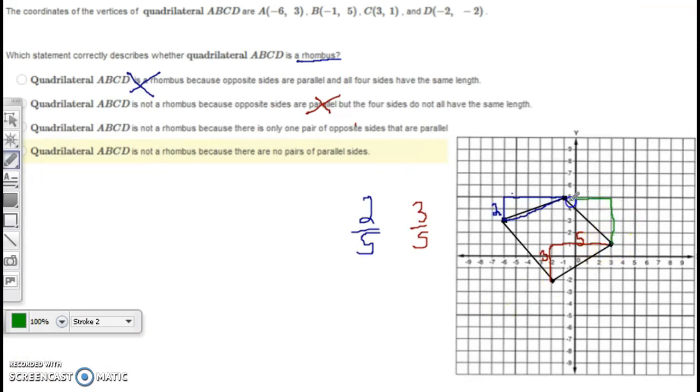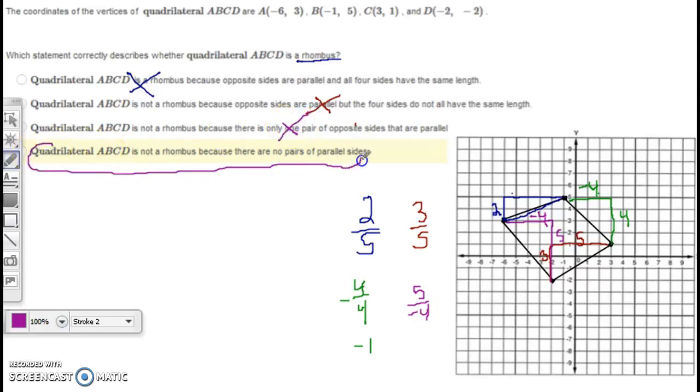So rise over run. We rise up 4 and we run backwards 4. So 4 over -4, that ends up being just -1. And then let's check the other one. If we do rise over run, we rise up 5 and backwards 4. So those are not parallel either. So it doesn't have one pair of sides parallel. The quadrilateral is not a rhombus because none of the sides are parallel.